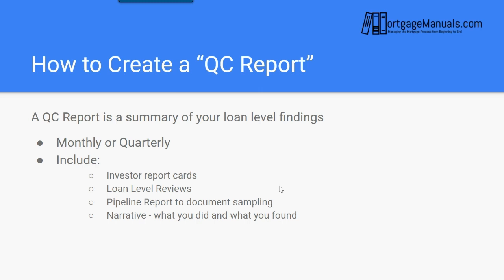So what should I include in that? Well, include your investor report cards, the loan level reviews that you do on the loans, and that's basically the copy of that checklist that you do at the end of the loan process to ensure that you've kept everything. A pipeline report so that you can see what you have done. So a summary of the loan types, a summary of the investors that you use, and then generally a narrative, what you did and what you found. So that's a QC report. So it's as simple as this.